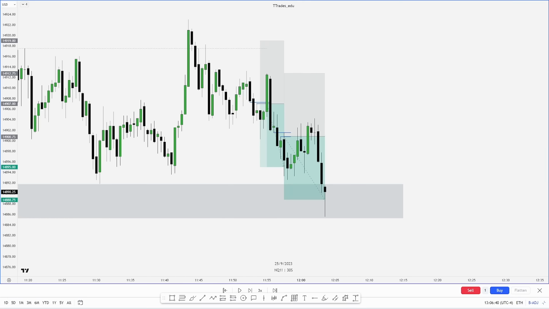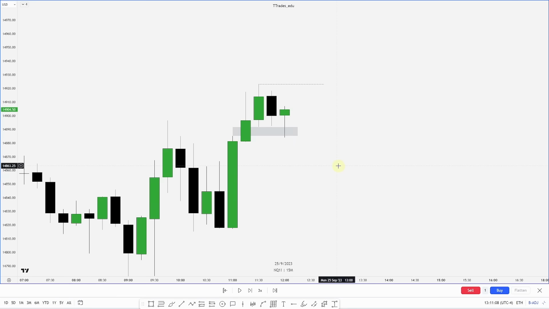In this next example, we were working right off our previous example where we went external liquidity to internal liquidity, and now I'm looking for internal range liquidity to reach for external range liquidity. So here my bias is up.